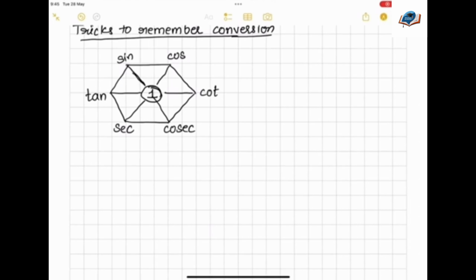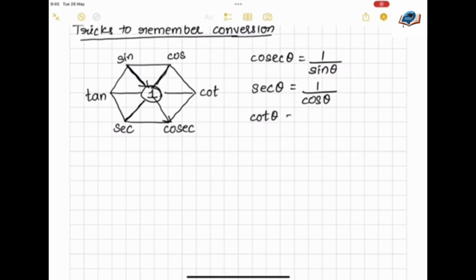Sine and cosec are opposite to each other. Cos and sec are opposite to each other. So cosec theta is equal to 1 upon sine theta. Same way, sec theta equals 1 upon cos theta. Same way tan and cot are there, so cot theta equals 1 upon tan theta.